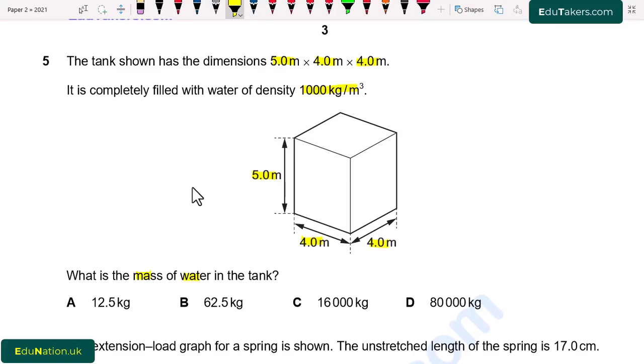First option A is 12.5 kilogram. Second, B is 62 kilogram, C is 16,000 kilogram and D is 80,000 kilogram.